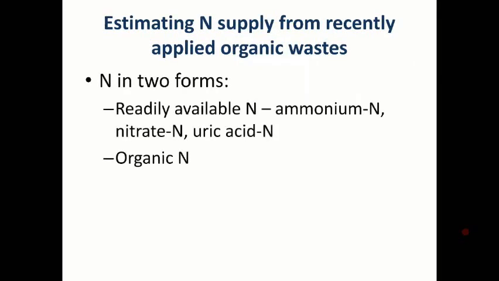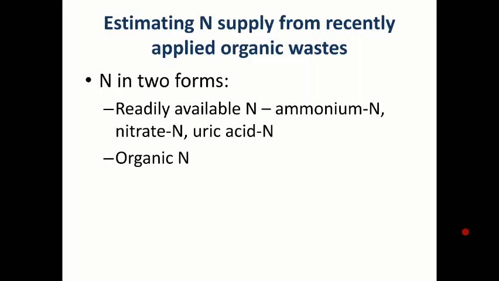So if we're trying to estimate nitrogen supply from recently applied organic waste, the second scenario there, we have to keep in mind that they supply nitrogen in 2 forms. So there's the readily available nitrogen. Most manure will have nitrogen in it as ammonium N primarily, not much nitrate N, maybe a bit, but not much. If it's manure from a bird, from poultry, there'll be uric acid N as well in there. So those are all readily available, very soluble nitrogen forms, almost equivalent to bagged nitrogen fertilizer.